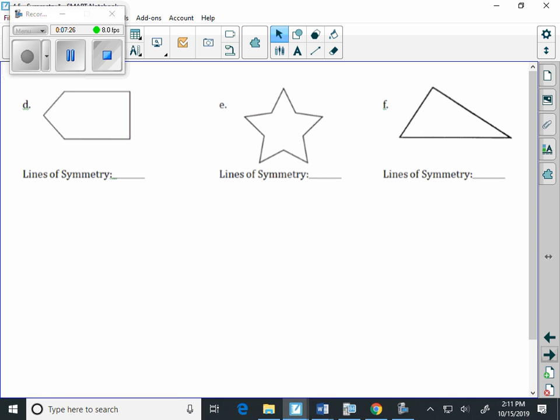Another irregular. It's a pentagon. There's 5 sides there, and we actually do have at least one line of symmetry. It happens to be here. And in fact, that's going to be the only line of symmetry in this case.